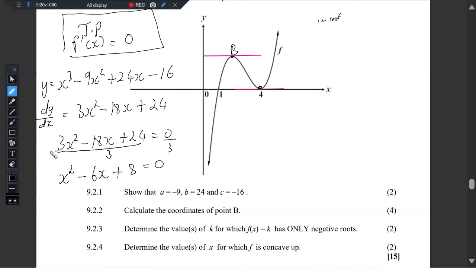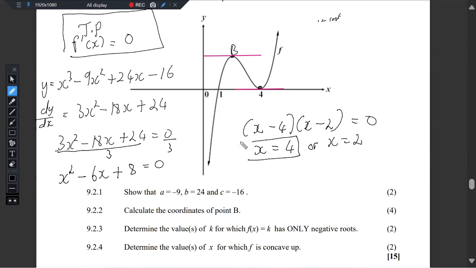So, okay, let's check. Then if we factorize this one here, we are going to end up with x minus 4 and then x minus 2. So the factors of 8 that give you negative 6, and then it's equal to 0. So your x can either be equal to 4 or your x can be equal to 2. But then we see that we already have x equals 4, which was the local minimum. So the one for the local maximum at B should be 2.